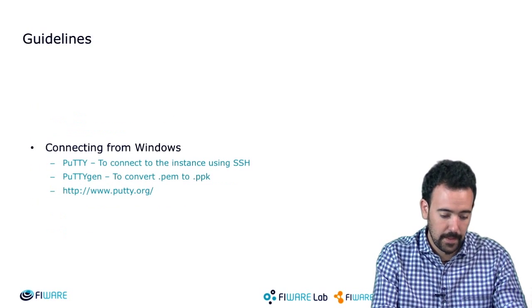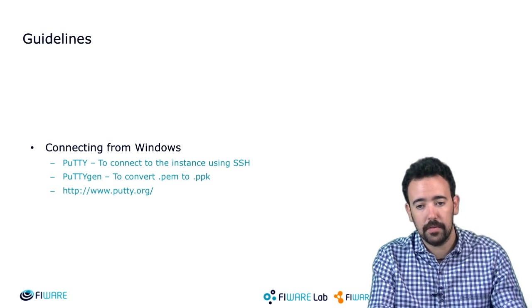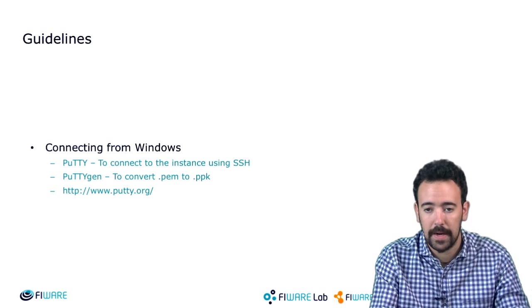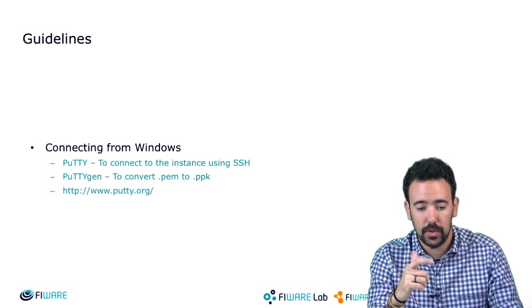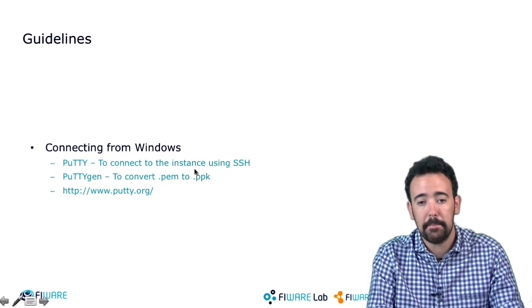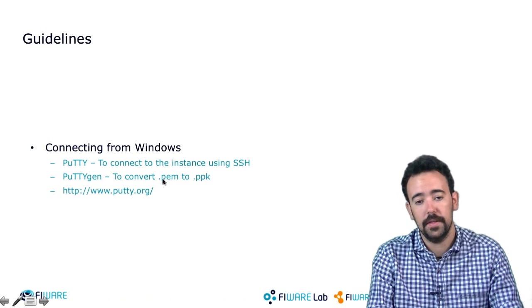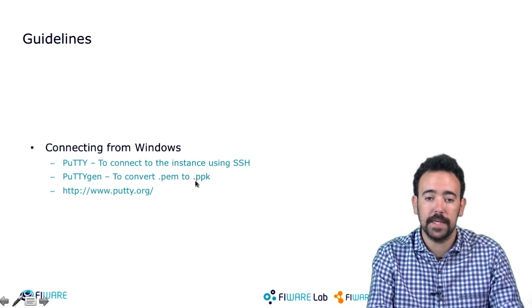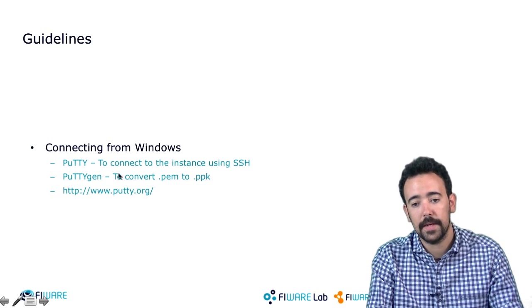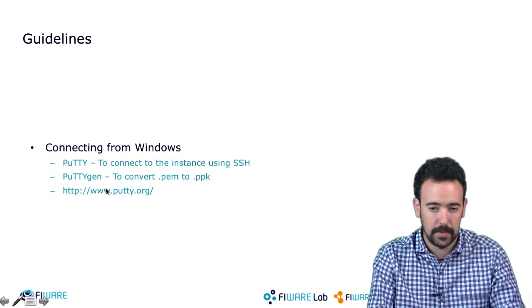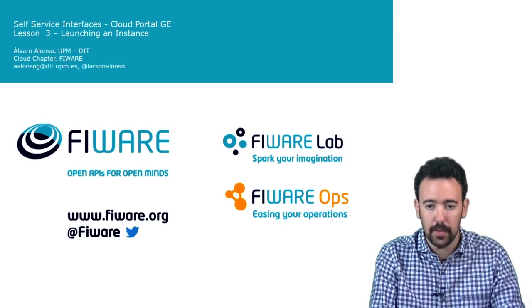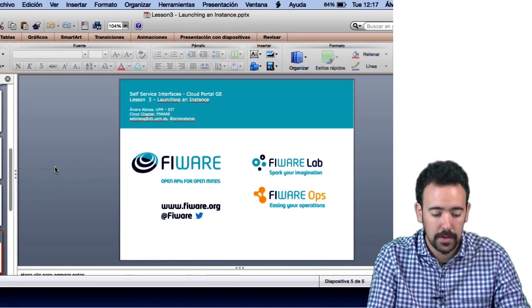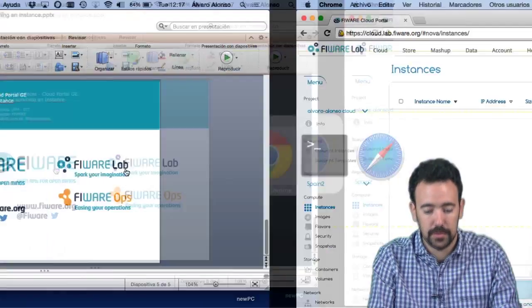VNC console. Okay. I'm going to perform the demo using a Unix command line, but if you are using Windows, of course you can also connect to the instance, but you have to convert the key pair that is by default in PEM format to PPK format, that is the format that this PuTTY tool understands. Okay. So I'm going to switch to my web browser now in order to show you how to proceed in the graphical user interface.